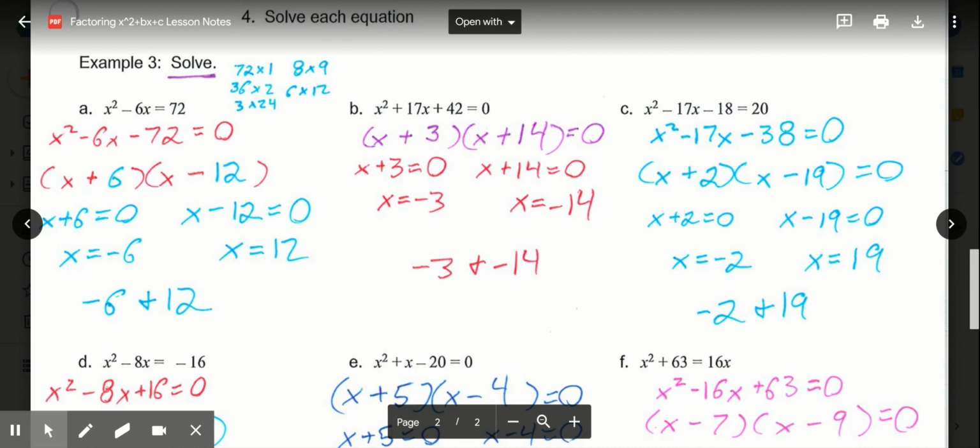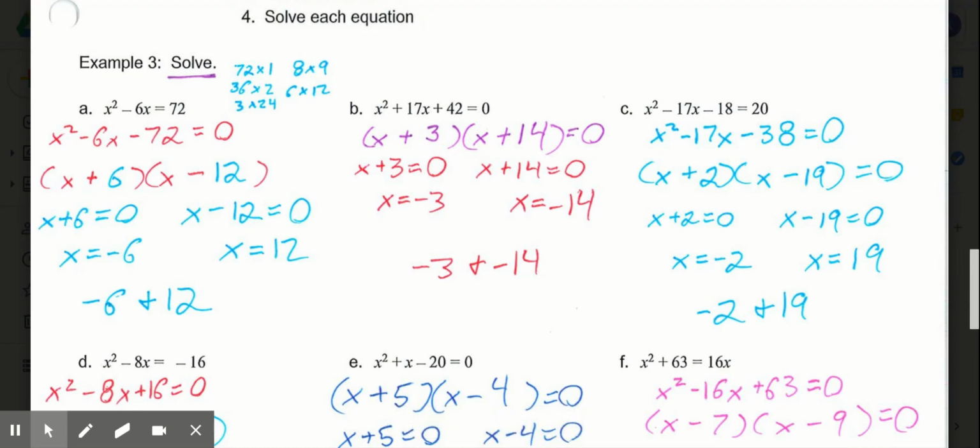In B, we have x squared plus 17x plus 42 equals 0. Already in standard form, so we just need to factor the left. So we're looking for two numbers that multiply to be 42 and add to 17. So we have x plus 3, x plus 14. Split those each and set them equal to 0. So x plus 3 equals 0, x plus 14 equals 0, and solve each for x. So x could be a negative 3, and x could be a negative 14.